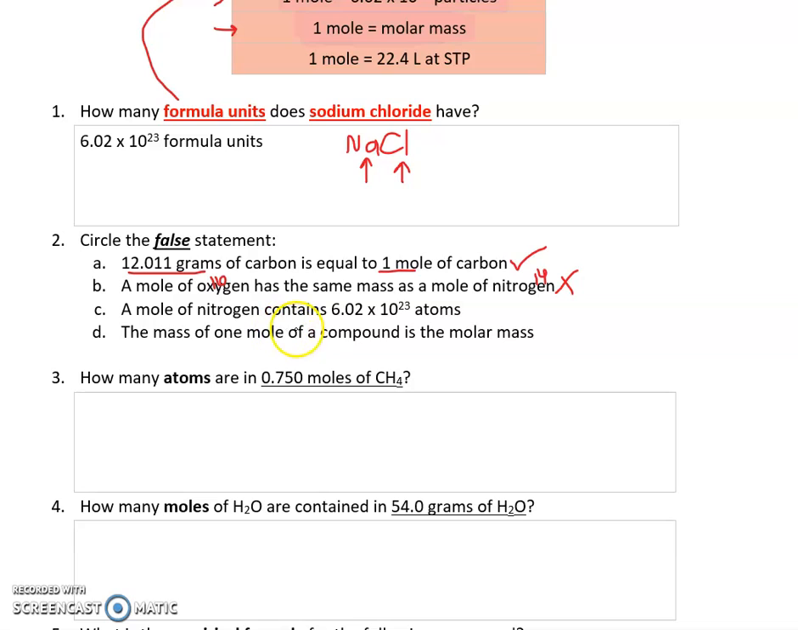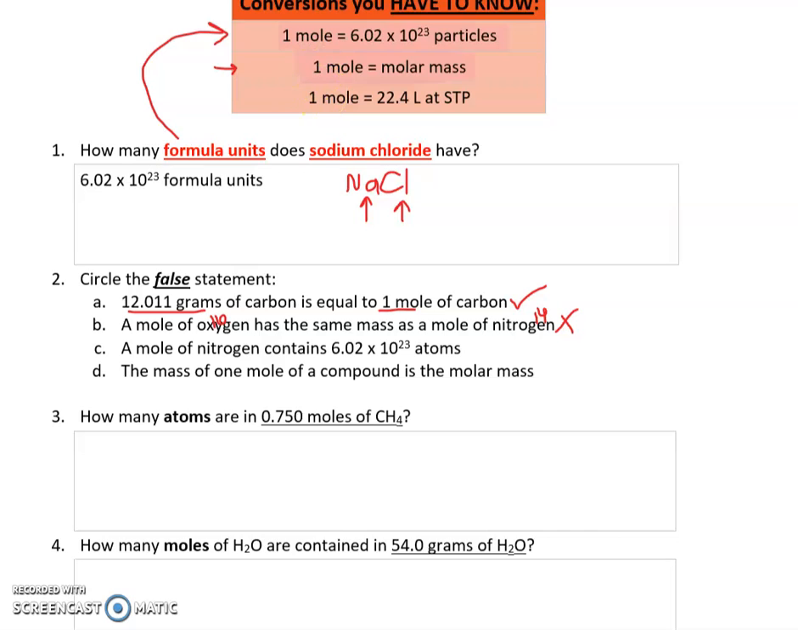A mole of nitrogen contains 6.02 times 10 to the 23 atoms. Well, based on our conversions up here, that is also true. A mole of anything contains 6.02 times 10 to the 23rd particles. So that one is correct. Last but not least, the mass of 1 mole of a compound is the molar mass. That is correct. That is the definition of molar mass, where 1 mole is equal to the molar mass. 1 mole is equal to the mass of a compound, element, whatever it is. That is correct. So the only false statement here is B. The masses will change if you're talking about different elements.